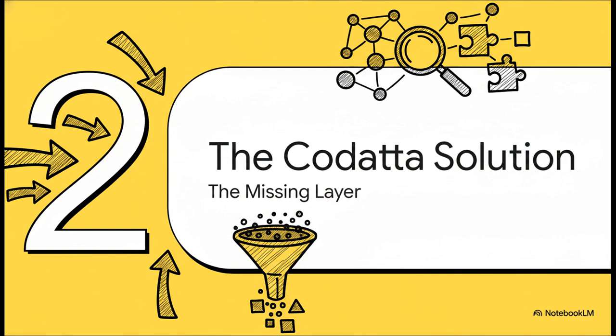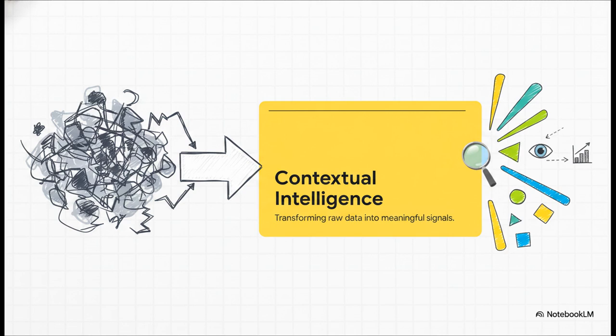Moving right along to Section 2, the Codatta solution and building that missing layer. To really understand the solution, we need to clearly define the core concept of our explainer today. Contextual intelligence is the process of transforming raw data into meaningful signals. That is the vital bridge. We take that unreadable, perfectly recorded raw information and we apply intelligence to it so that it becomes a signal. And a signal is something that a human being or a business can actually read, understand, and use to make an actionable decision. It is the literal cure for all that noise we talked about earlier. It's the bridge between raw, unreadable code and true, actionable understanding.